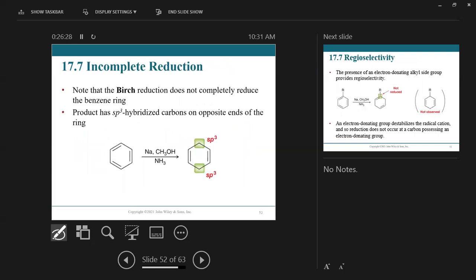It says, note that the Birch reduction does not completely reduce the benzene ring. The product has sp3 hybridized carbons on opposite ends of the ring. So now we have sp3 hybridized carbons on the end of these rings.